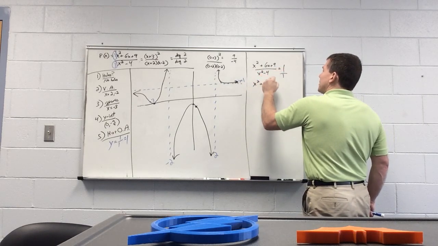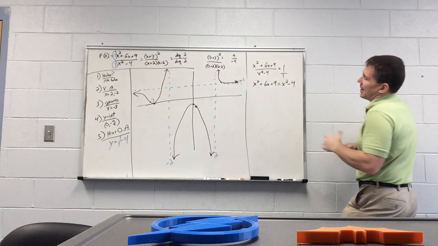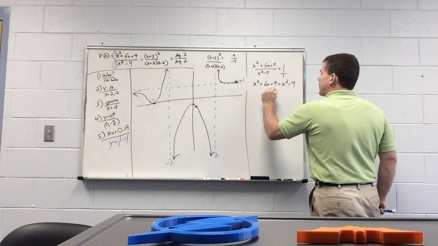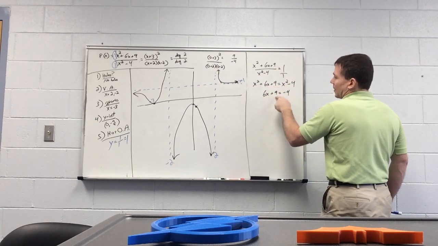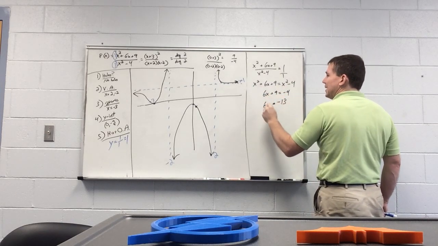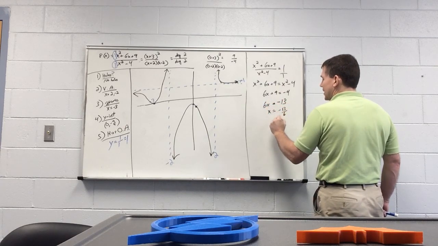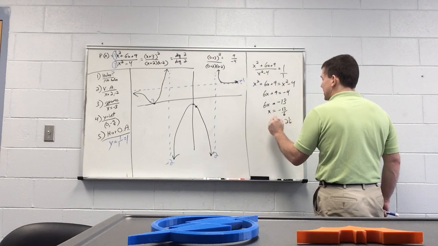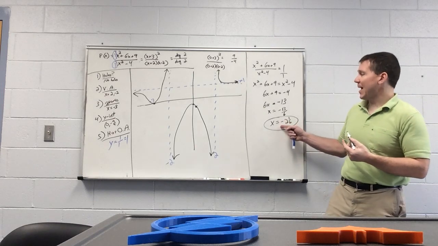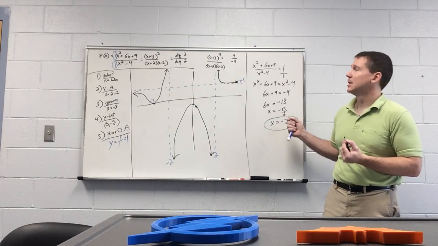I get x squared plus 6x plus 9 equals x squared minus 4. If I solve that, subtract the x squared over and it disappears. So I'm left with 6x plus 9 equals -4. Subtract the 9. Minus 4 minus 9 is minus 13. Divide by 6. X is -13 over 6, which is -2 and 1/6. What that tells me is my graph crosses the horizontal asymptote at x equal to -2 and 1/6.